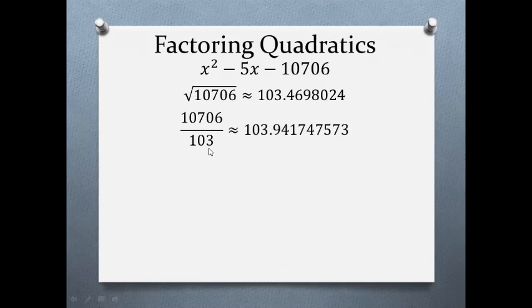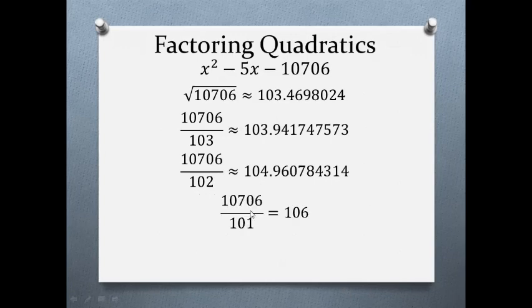So we could try 103. That does not give us a whole number. We can try 102. We still do not get a whole number. But when we try 101, we see that we get 106. Therefore, we know that the two numbers are 106 and 101 because they multiply to get 10,706. And since we are looking to get negative 5 for our value of b, we know that our factors are x minus 106 and x plus 101.